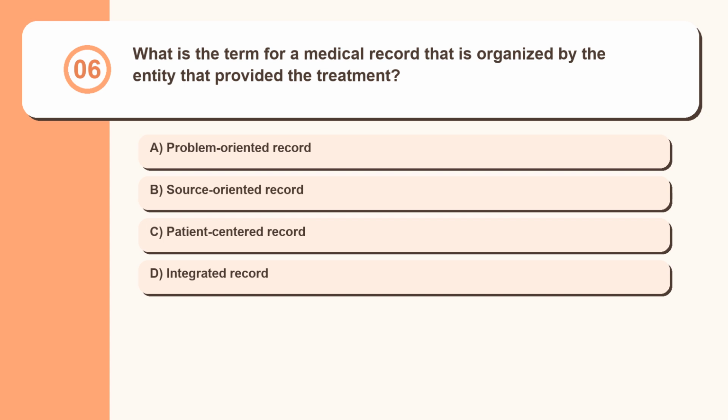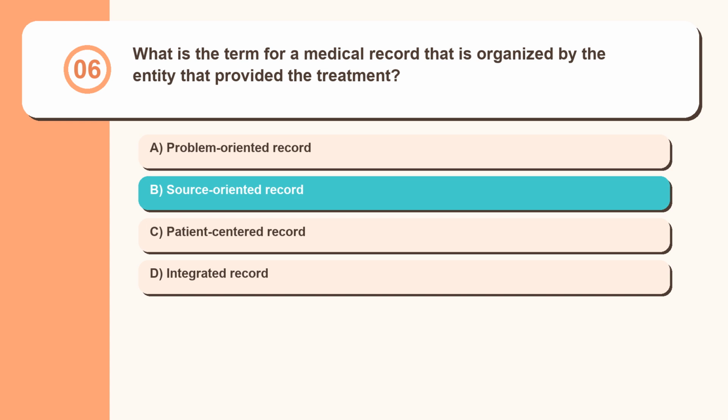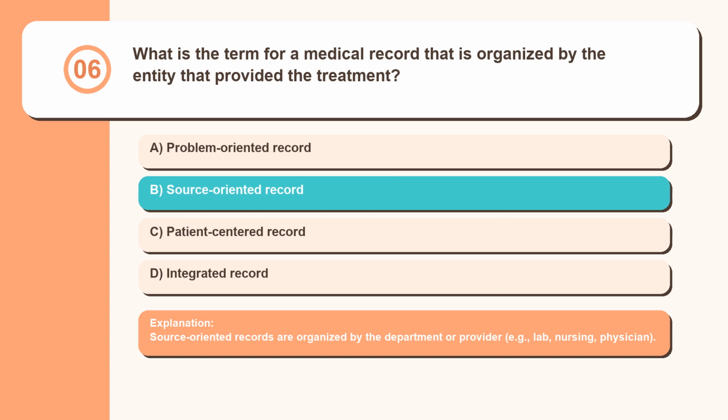Question 6. What is the term for a medical record that is organized by the entity that provided the treatment? Problem-oriented record, source-oriented record, patient-centered record, integrated record. Source-oriented records are organized by the department or provider, for example lab, nursing, physician.